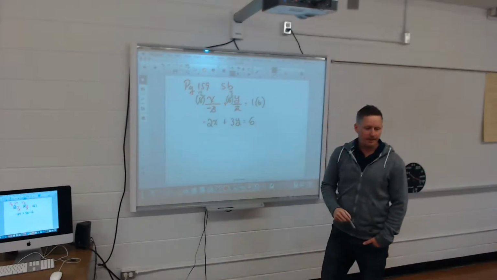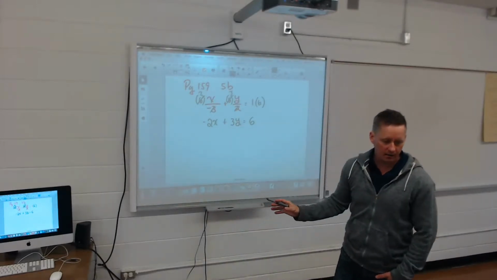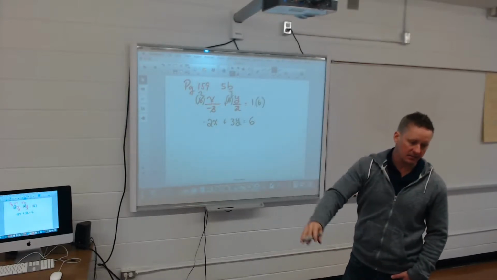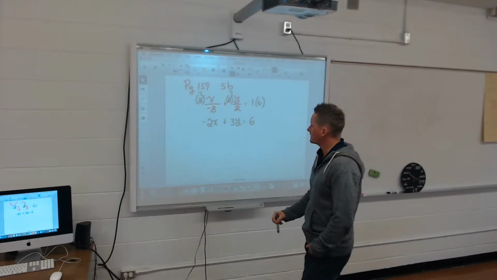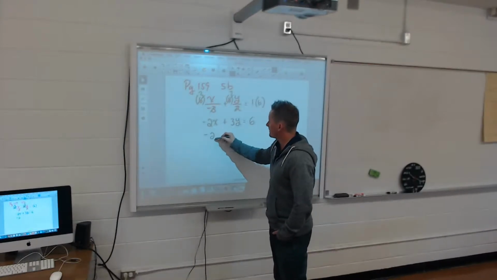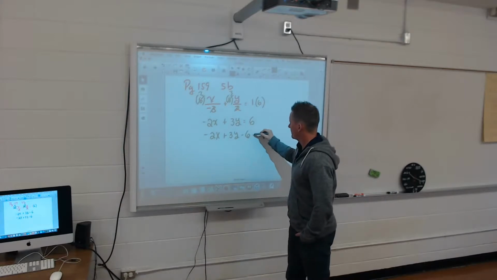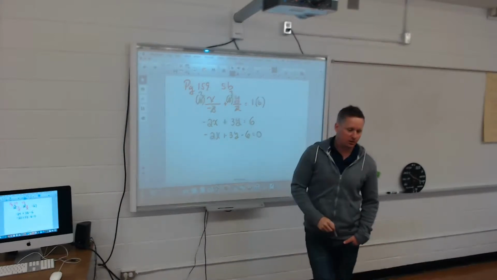So now that I've got the fractions gone, all I need to do now is get that 6 to the same side as the x and the y. So I subtract it. And there's your solution.